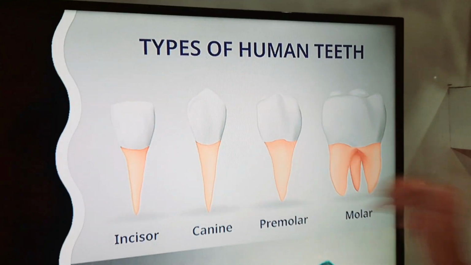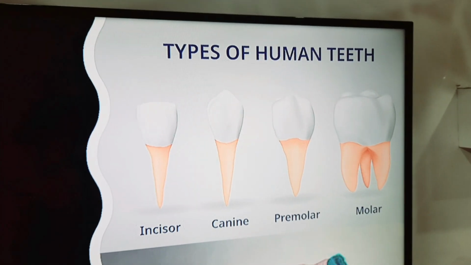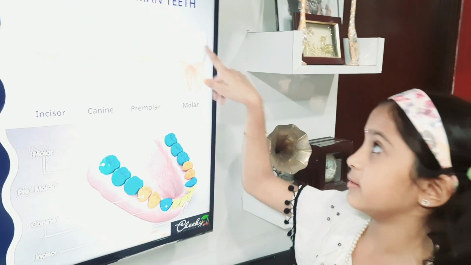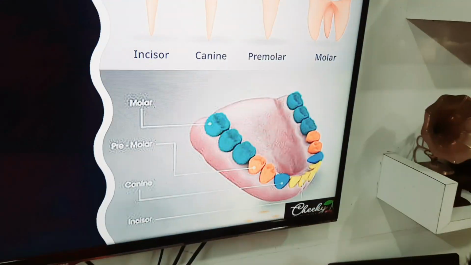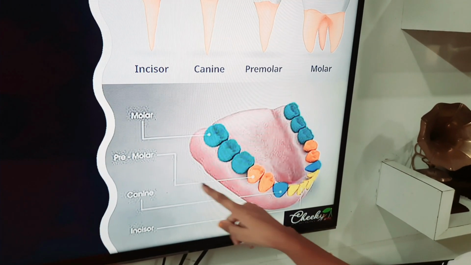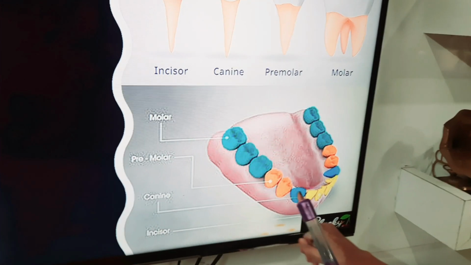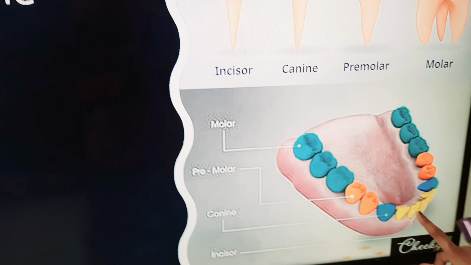And then we move on to the premolar. This is kind of like the incisor but a little curvy, not straight. And the molars are the biggest and much more curvy. Now let's see here in the colors. The molars are the light blue, these two. The premolars are these two oranges over here. The canines are these dark blue. And the incisors are the yellow.